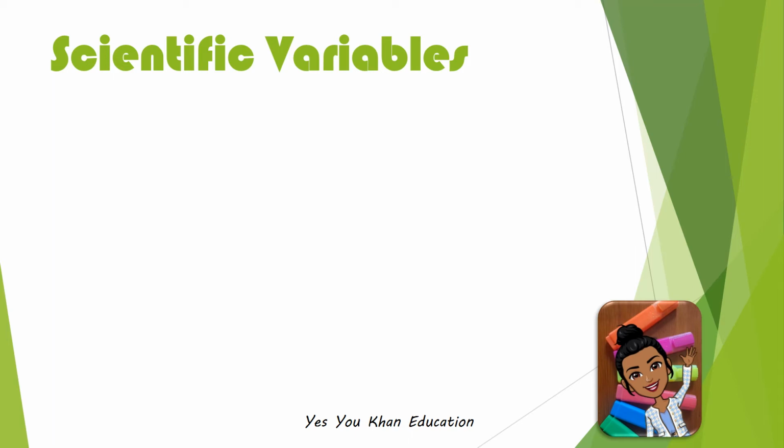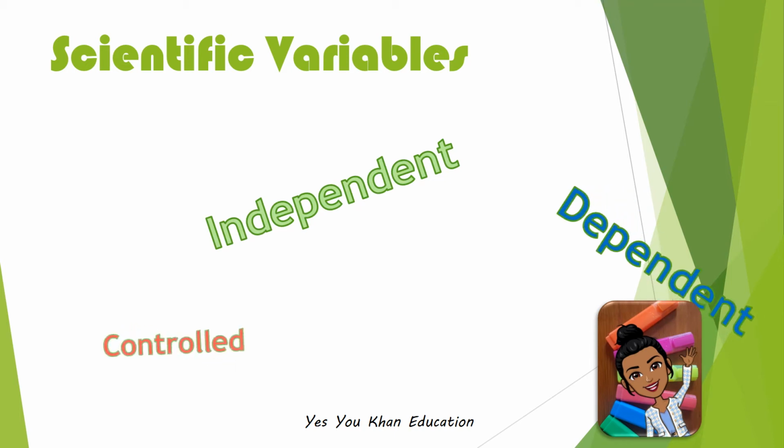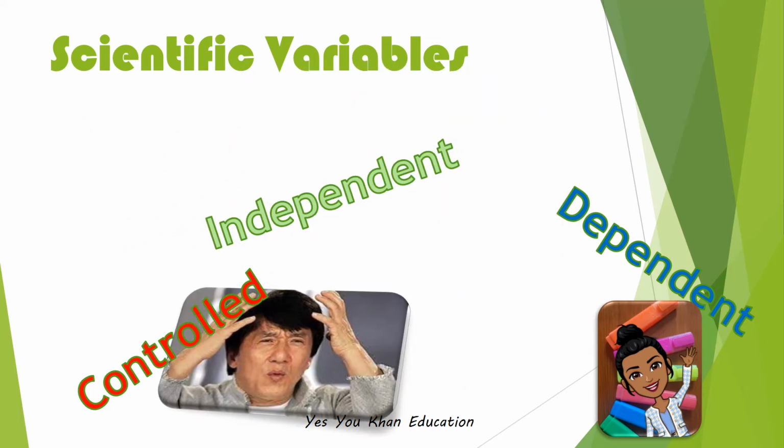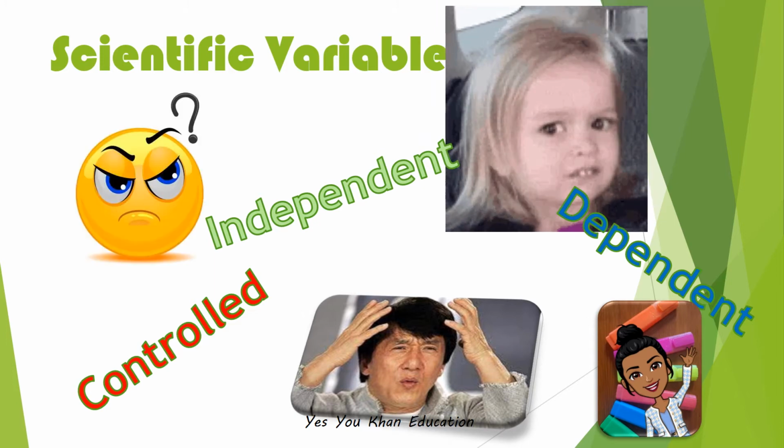Hi guys, in today's video we are looking at scientific variables. Now, if I had a pound for every time a student got their variables mixed up, I'd be pretty rich. So what are they? Well, you have three in science: your independent, your dependent, and your controlled variables. But what on earth do all of these three mean? I'm sure you're pretty confused, right? Well, let's have a look.